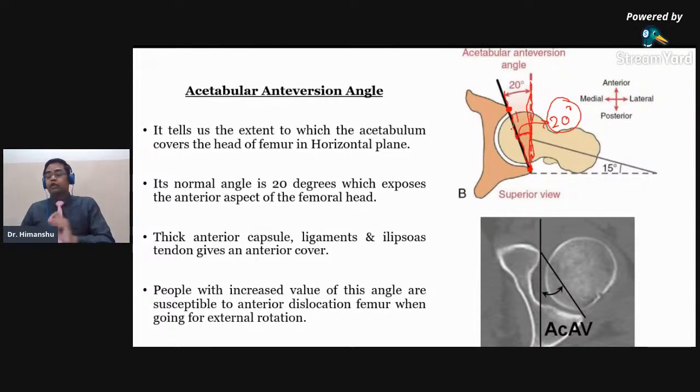People with an increased value of this angle are more susceptible to anterior dislocation of the femur when going into external rotation. When a patient is going into external rotation, the spinning of this head will be in this direction. If there is more spinning in this direction, a larger surface area of the head of the femur will be exposed outside, and it would eventually dislocate in this direction. That will be your anterior dislocation of the hip joint.